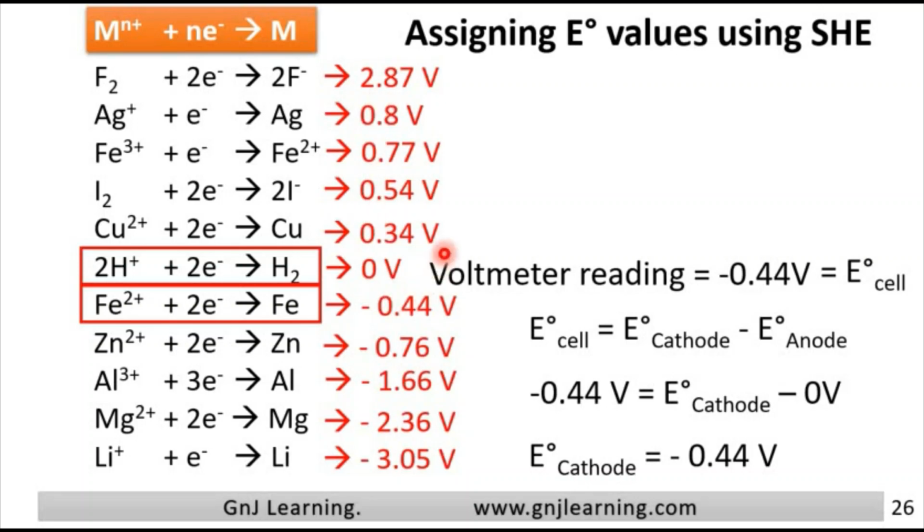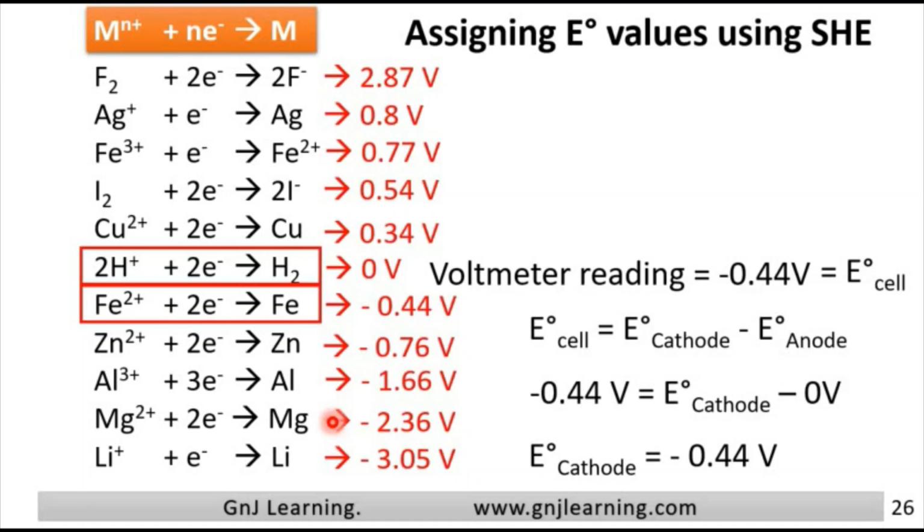So for each half cell, that value is the difference between the standard hydrogen electrode and that particular electrode. So minus 1.66 means, with reference to hydrogen, the potential of the aluminium electrode is 1.66 volt lower. So that's the meaning.